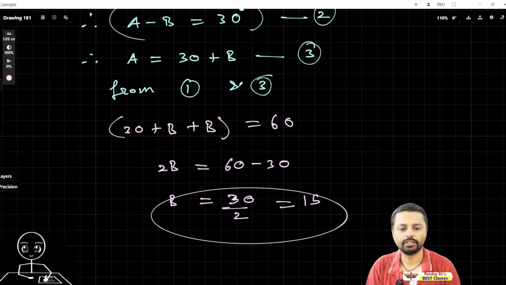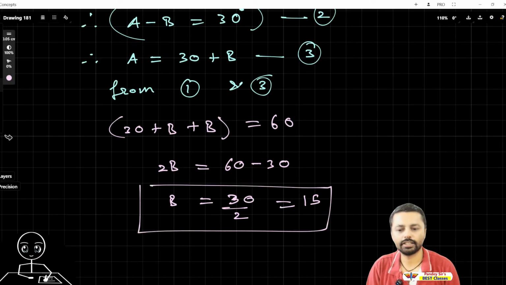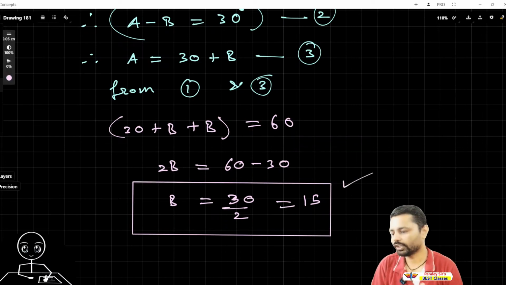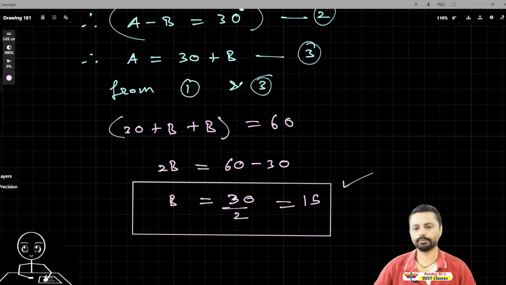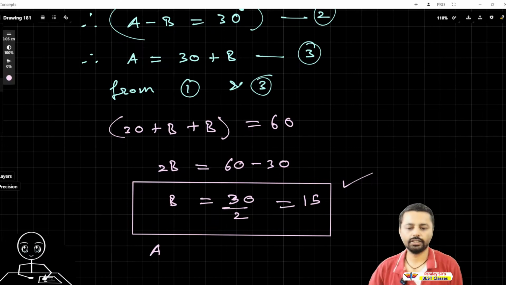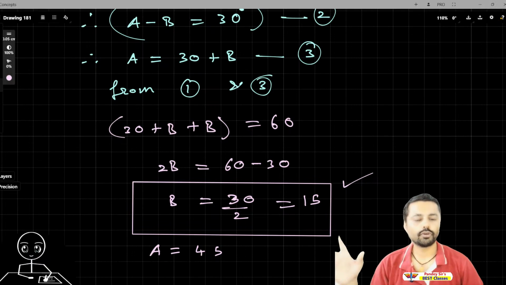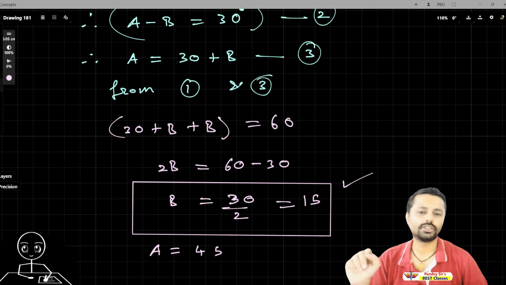So this is the answer. And we have done it correctly. So this is the answer of the B value. What's A? Yes, good, Rishvita. But what is the value of B? Try it once. Good, very good. 45. So A is 45. That's the correct answer.